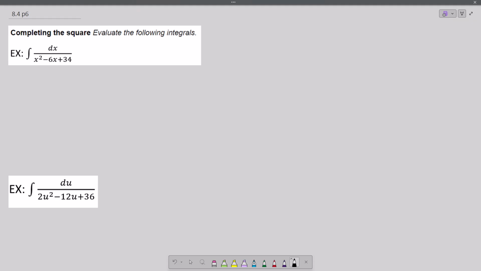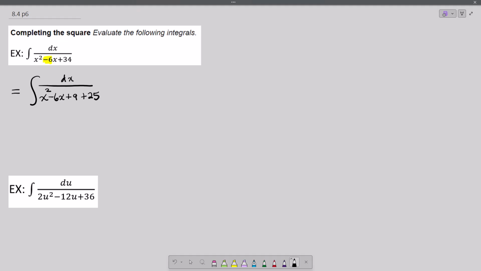So it's not factorable, so we're going to complete the square. So we're going to take the coefficient of x, divide it by 2, and square it. If you divide -6 by 2, you get -3, and if you square -3, you get 9. So that means in order for this to be a perfect square trinomial, we need a 9. So we're going to take 9 away from that 34.